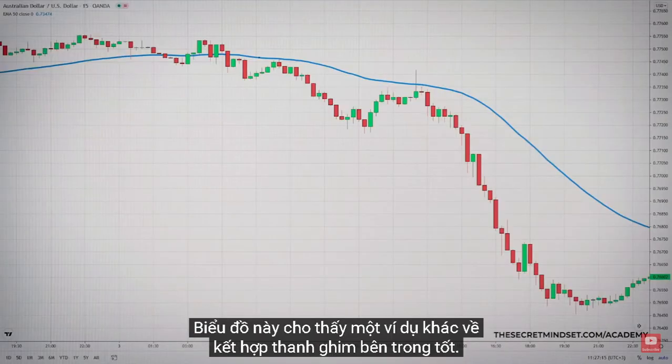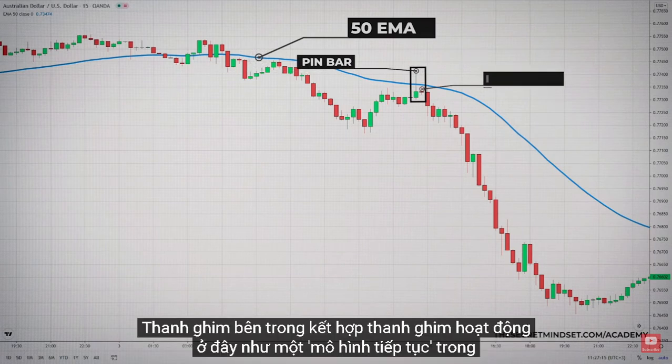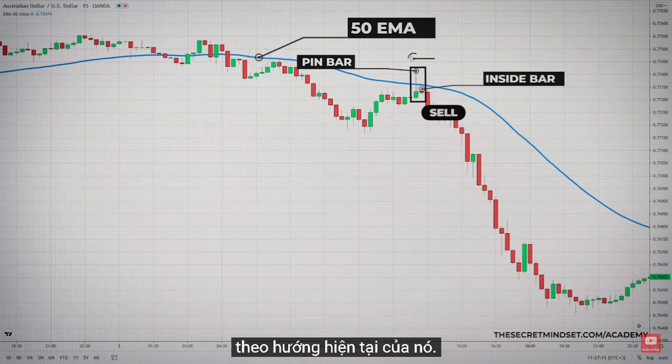This chart shows another example of a good inside bar combo. This time, the trend was down, or bearish, being traded below the 50 exponential moving average. The pin bar inside bar combo functioned here as a continuation pattern in a trending market, a continuation pattern that implies the trend will continue moving in its existing direction.